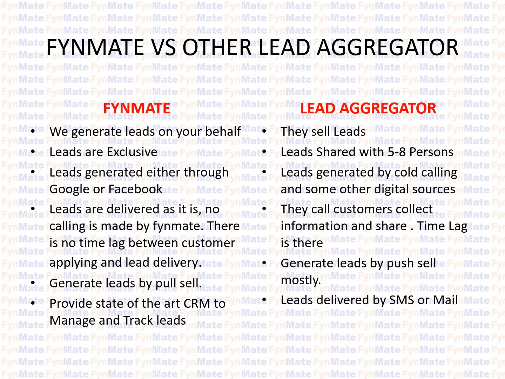So generally we follow a pull model. Pull model means there are two kinds of sales. One is called the pull sale, one is called the push sale. In a pull sale, the customers themselves come and approach us for a loan. In a push sale, we keep on asking, sir, do you need a loan? Do you need a loan? This is a push sale. For example, insurance and all these products are push models, whereas this is a pull model of doing it. And apart from that, we provide you a state of the art CRM to manage and track your leads. But in the case of lead aggregators, the leads are delivered to you by SMS or by mail. So this is the difference between FinMate and other lead aggregators.